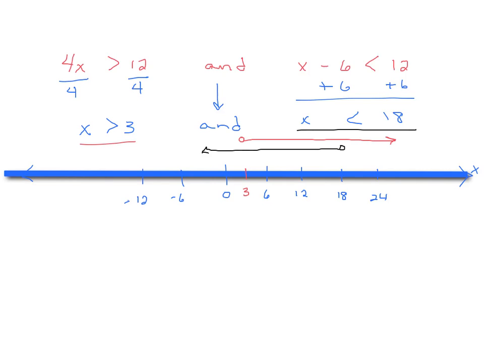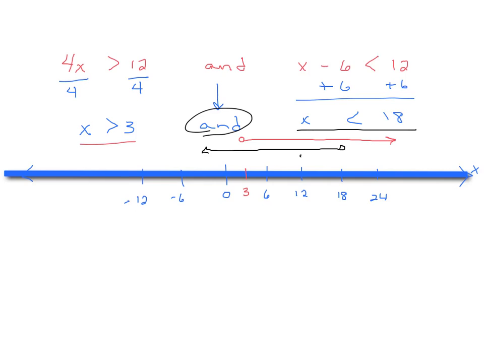We're now going to examine what the word "and" means, right? It has to both be true. So if we're looking for a number that is greater than 3 and also less than 18, we can think about each of these numbers. The number 24 is greater than 3, but it's not less than 18, so it can't be one and the other. Similarly, negative 12 is less than 18, but it's not greater than 3.